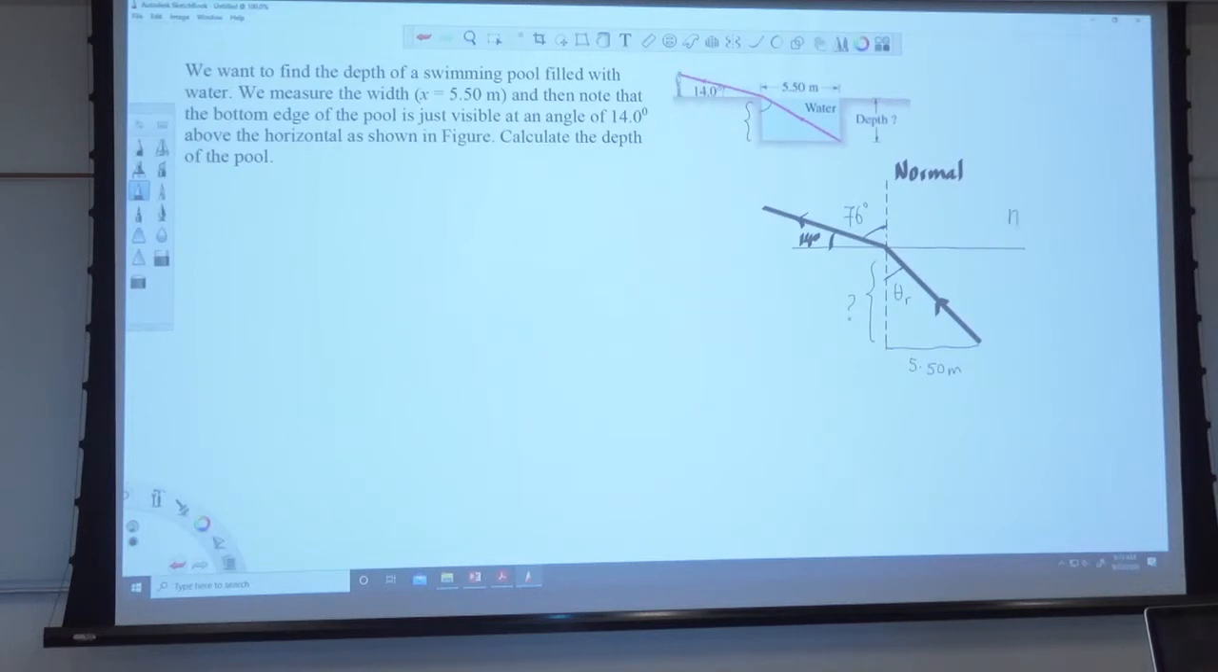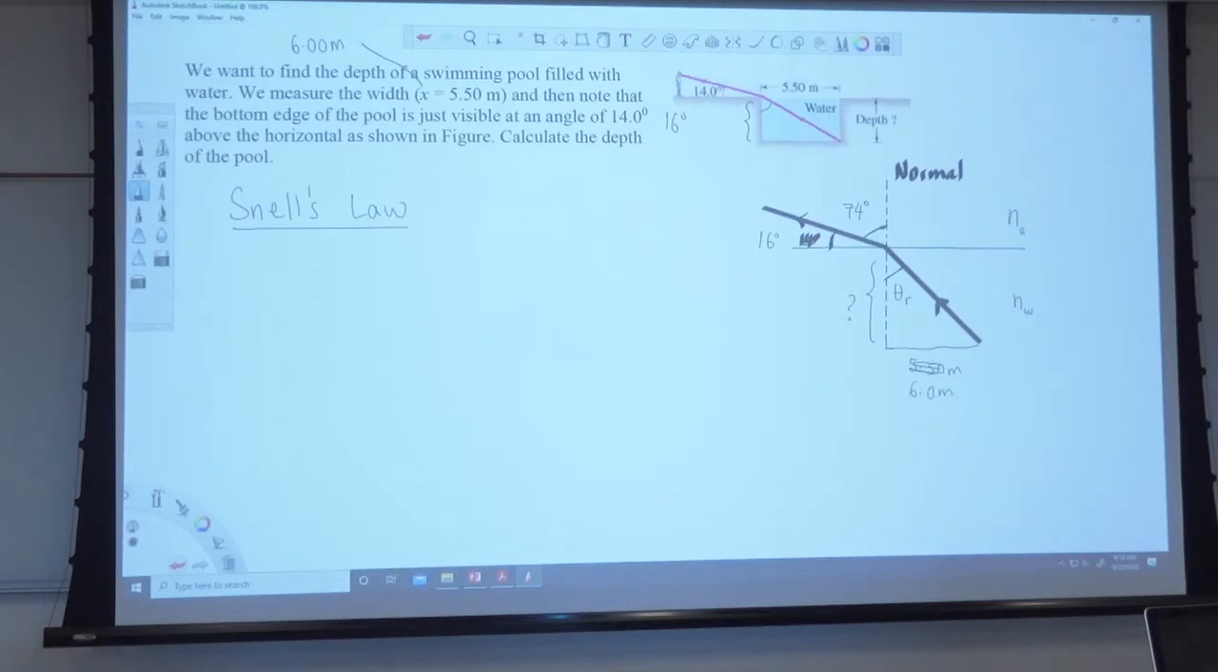So let's use Snell's law. This is air, and that's water, n_w. I'll do this problem for, let's say, not 14 degrees. You guys will do this. So I'll do this for 16 degrees, and I'll do this for x equal to 6 meters. If I use this as 16 degrees, then this would be 74. I'll let you do the problem, but use different numbers. So 16 degrees will give me 74 degrees, and this one I will use 6 meters.